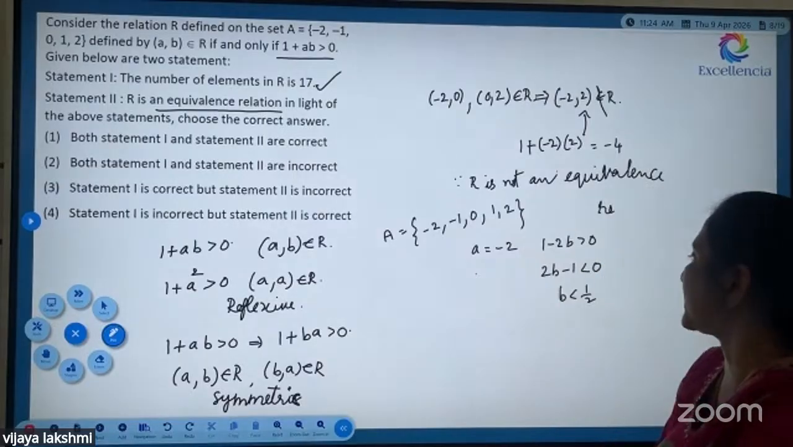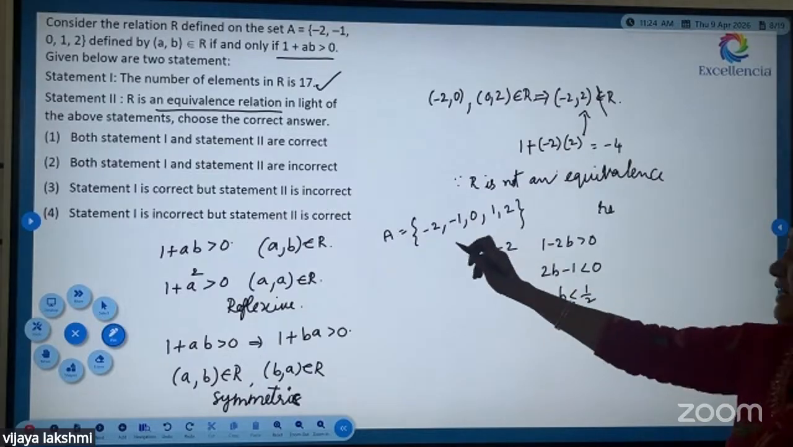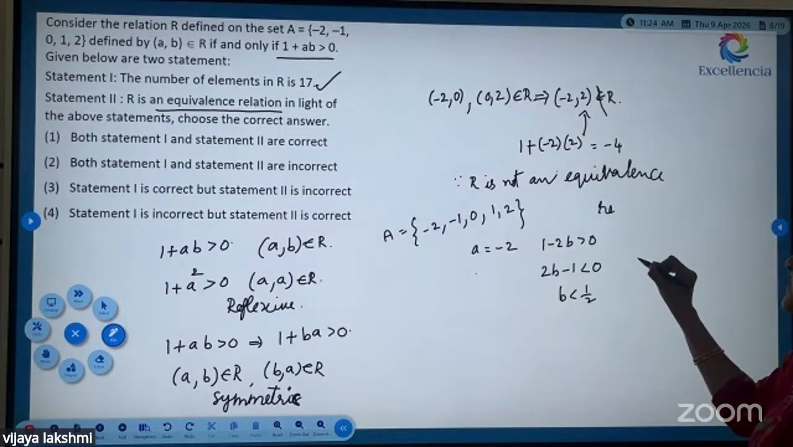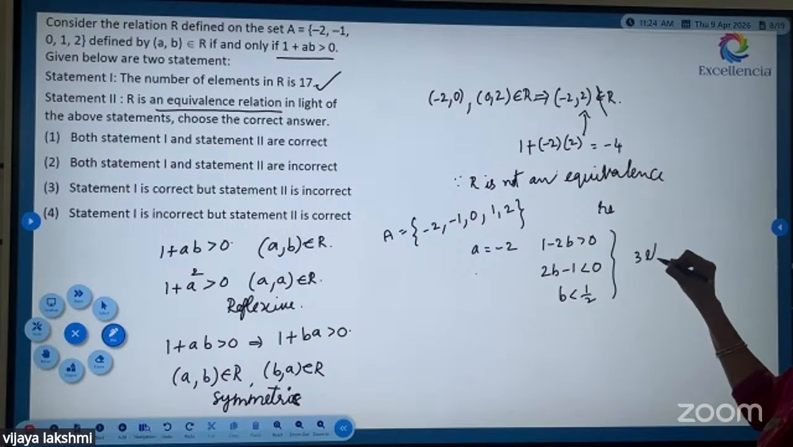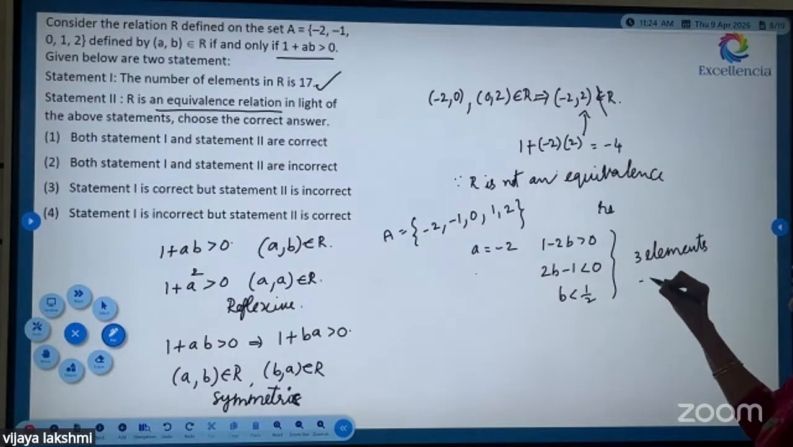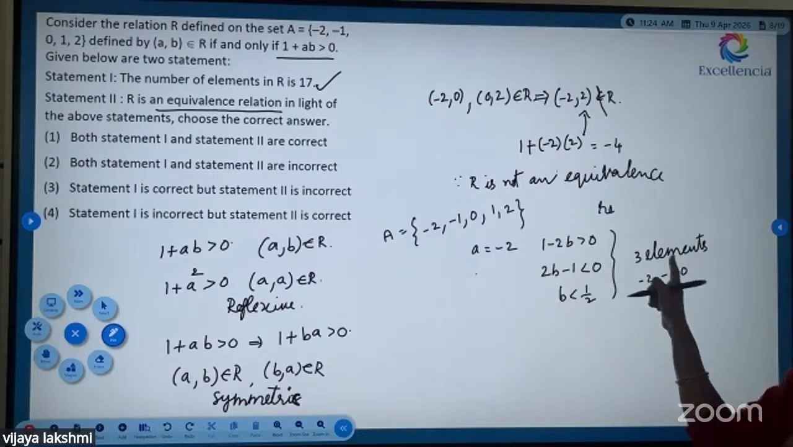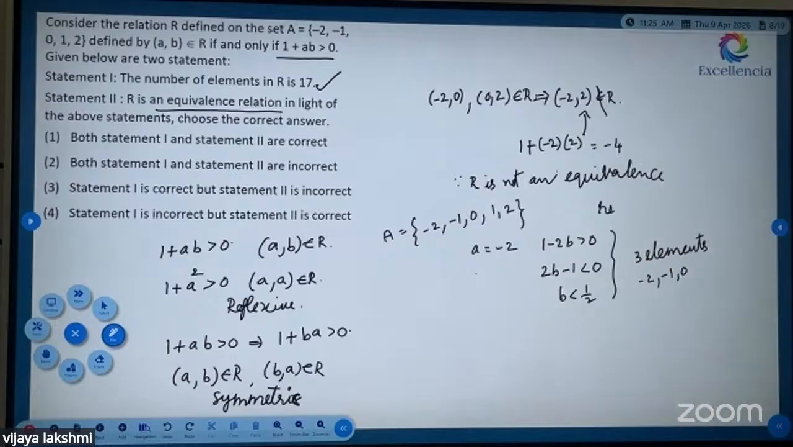These are the elements. Less than 1 by 2, what are the elements you get? 3 elements. What are those 3 elements? Minus 2, minus 1. With this, you can write down pairs. Okay, minus 2 comma minus 2, minus 2 comma minus 1, minus 2 comma 0 we get.